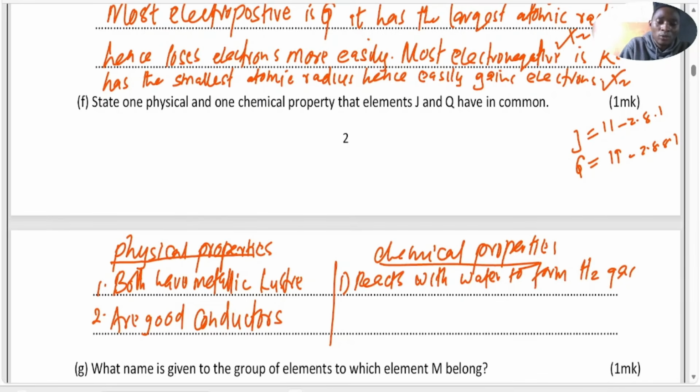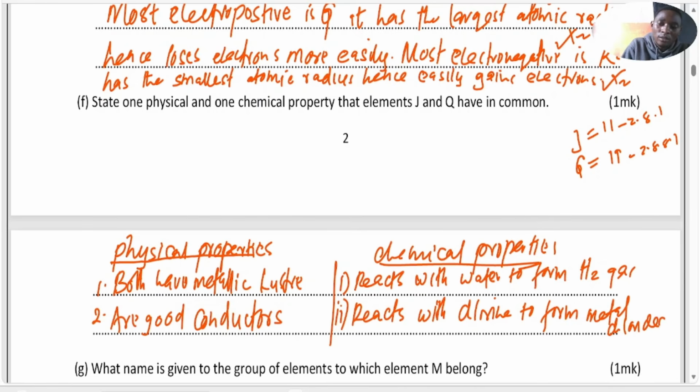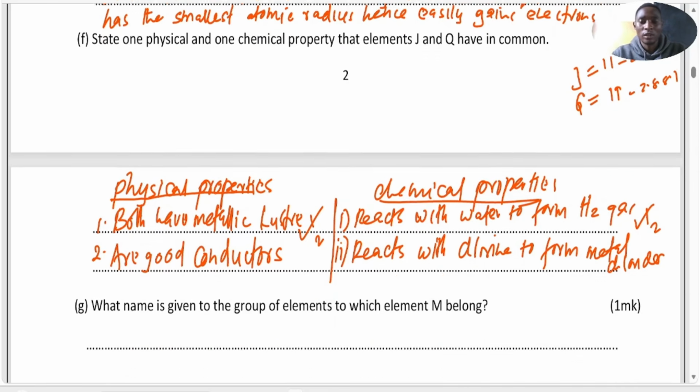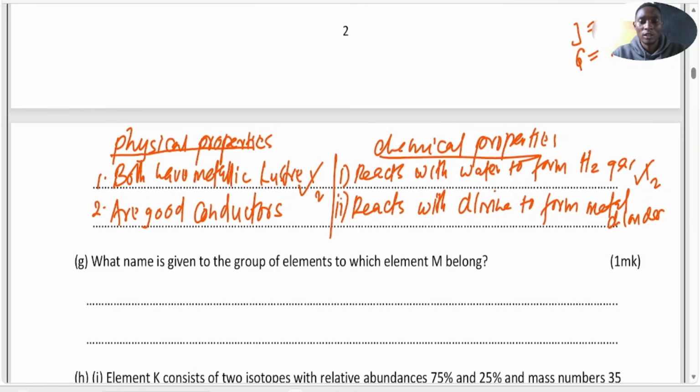These are metals. So reacts with chlorine to form metal chlorides. This is just going to give you 1 mark. So the distribution is just half a mark and half a mark. In which case, we are just supposed to state 1. So in each case, we give half a mark each.